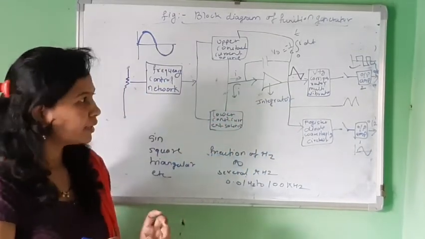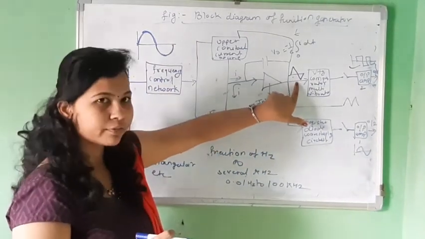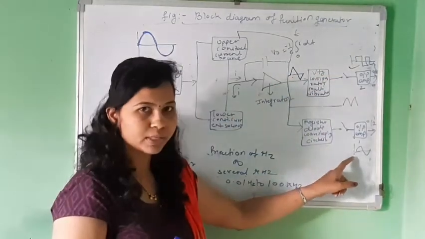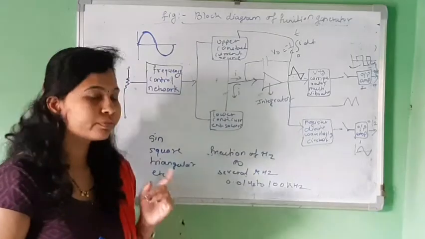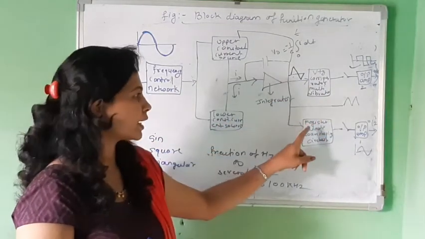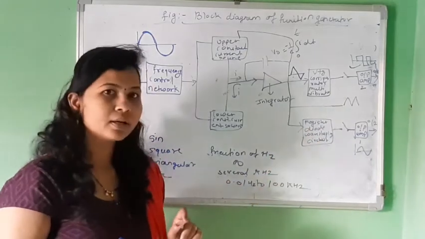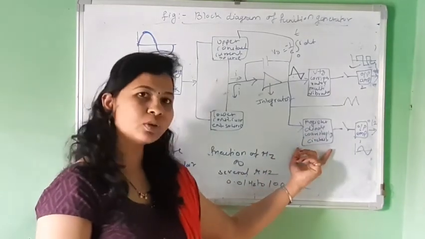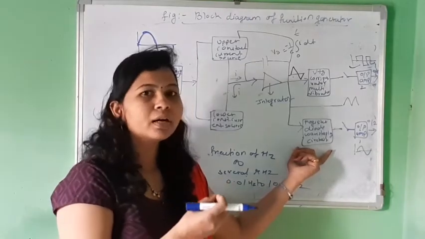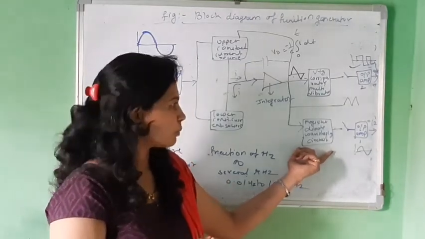I again repeat, the triangular wave is now converted into a square waveform and a sinusoidal waveform, but how? For that we have to use the voltage comparator multivibrator and the resistor diode wave shaping circuit. This is the wave shaping circuit. So what is the use of this? It shapes the waveform, and which shape?